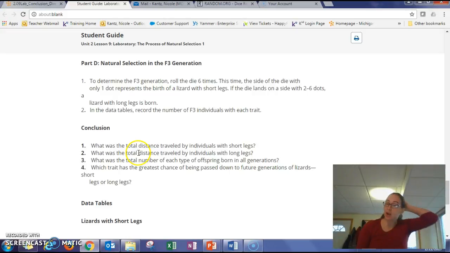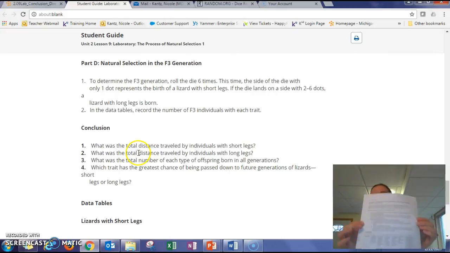Once you have written your conclusion, remember that's off of this piece of paper here. It is not off the lab report.